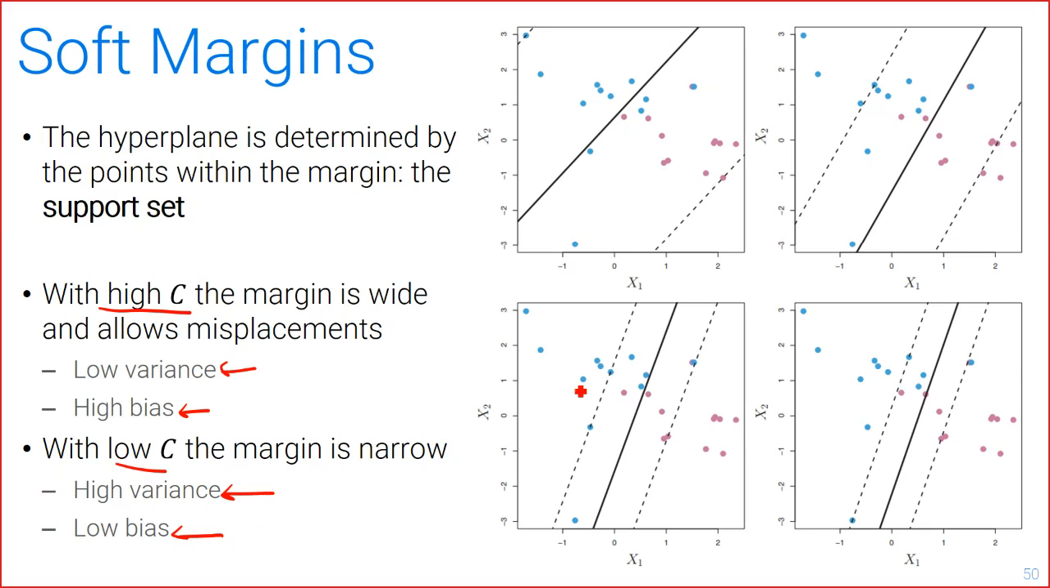So here you have an example. In this case, we have a very large margin. We can see it in the picture. And essentially, all the observations are on the wrong side of the margin. All the observations are within the margins here. If we start decreasing the margin, then we see some of them are outside the margins. That's good.